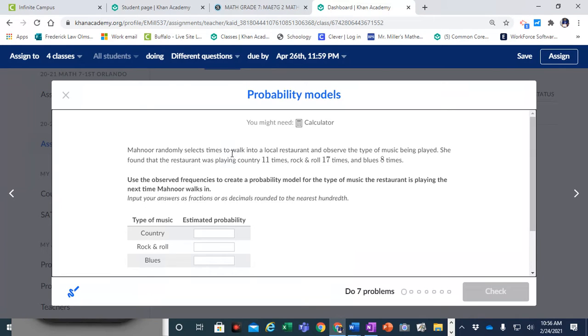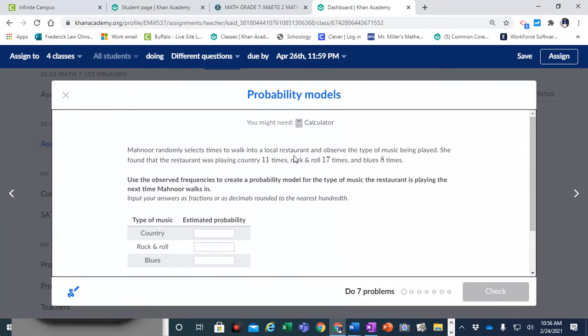Manur randomly selects times to walk into a local restaurant to observe the type of music being played. She found that the restaurant was playing country 11 times, rock and roll 17 times, and blues 8 times. Use the observed frequencies to create a probability model for the type of music the restaurant is playing the next time Manur walks in. You can have your answer as fractions or decimals to the nearest hundredth.